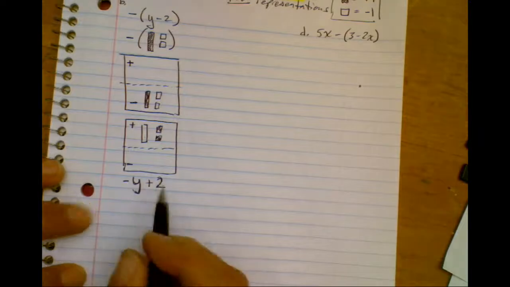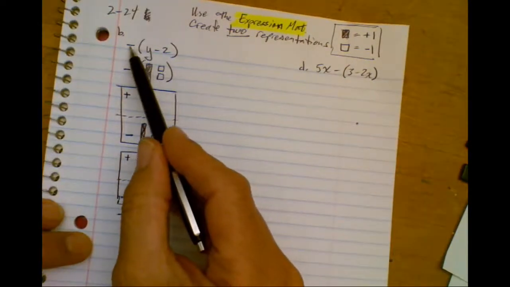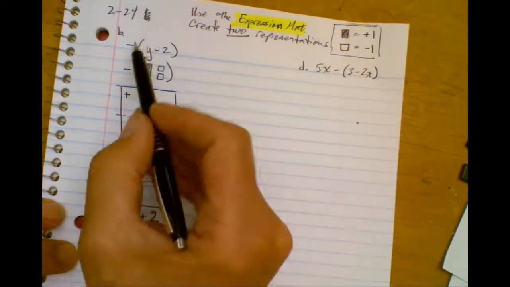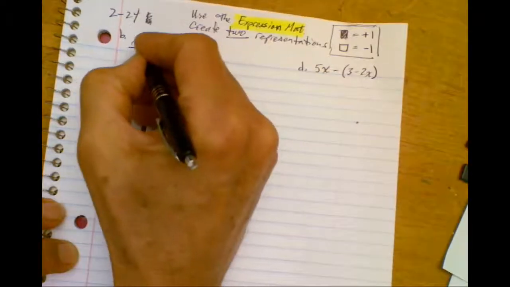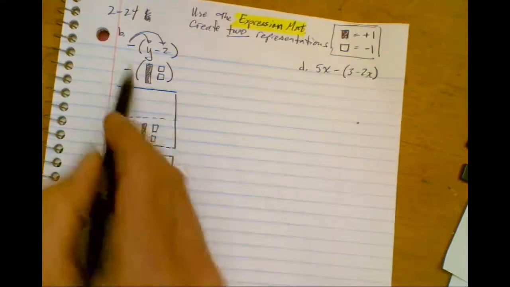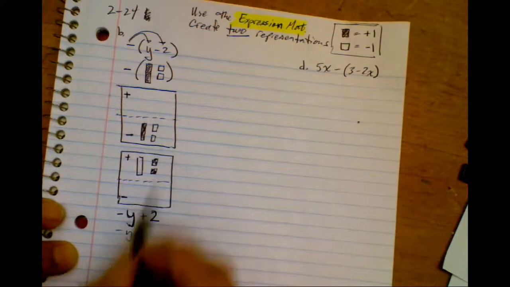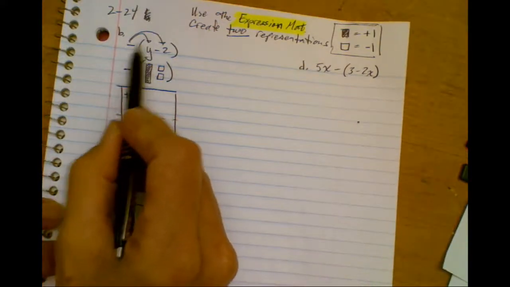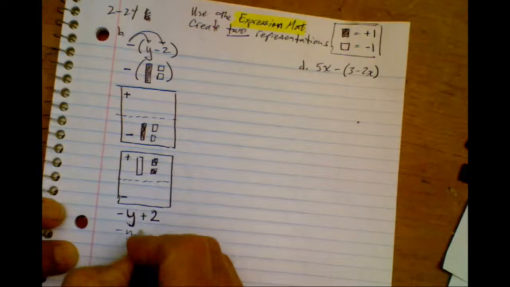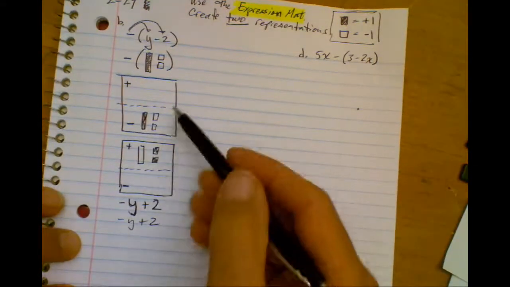Okay, now let's go back to our original problem. The original problem looks like this, the opposite of this. So what happens when I distribute this negative sign inside here? Well, the opposite of y is negative y, right? And when I distribute this negative inside, it's the opposite of negative 2, positive 2. So you can see it works there, and we have two different representations.